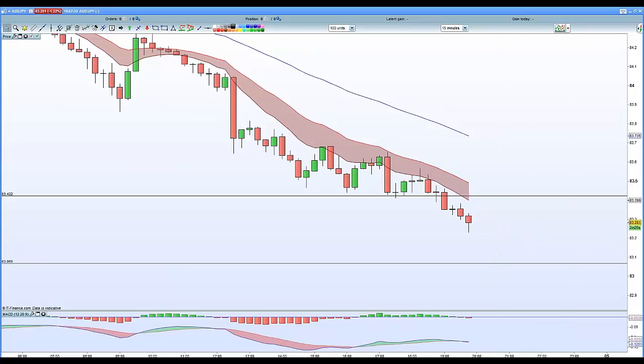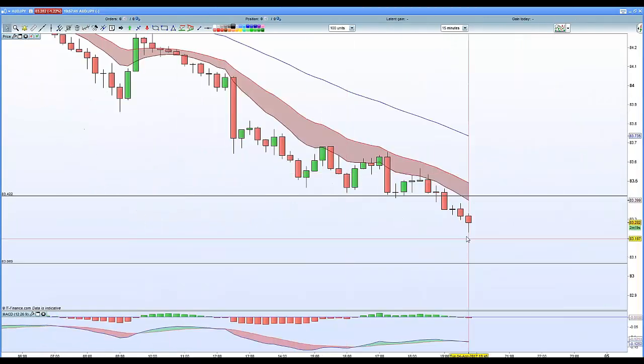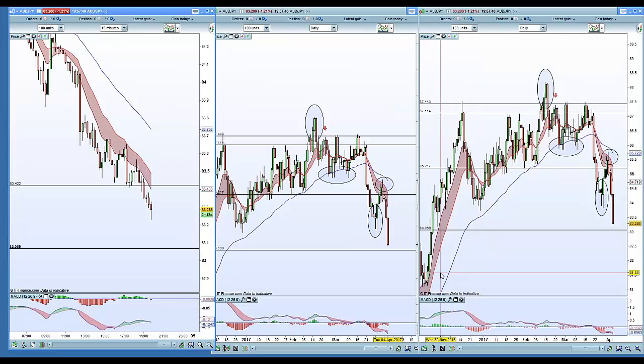Okay, so let's see whether there's any more. Yeah, right now I'm just not too keen to take it because it's making new lows. It's not pulling back anymore. Okay, so let's see. Lower low, lower low.